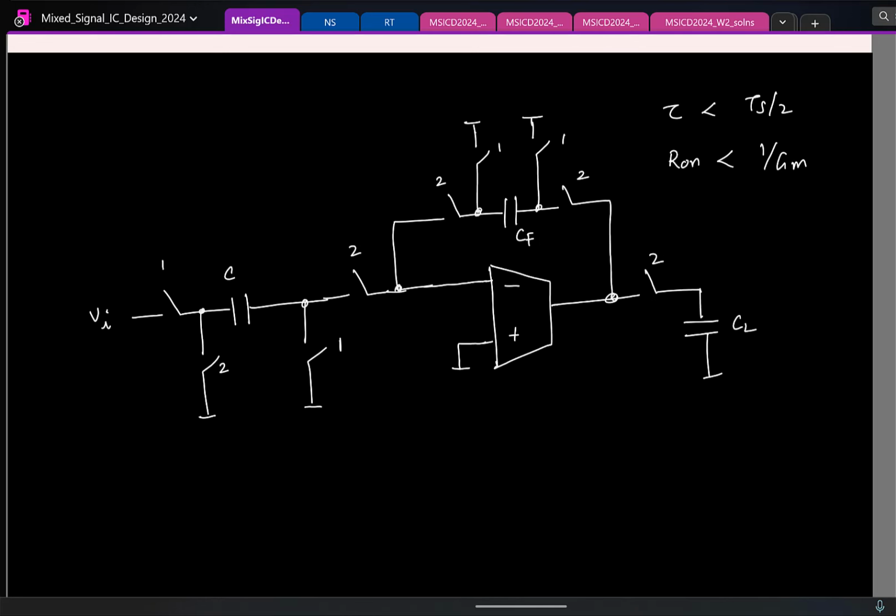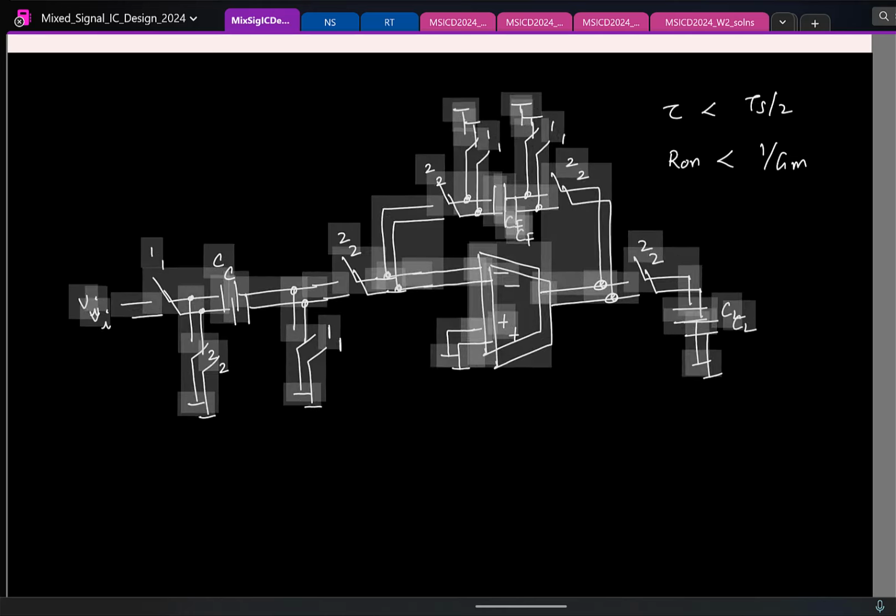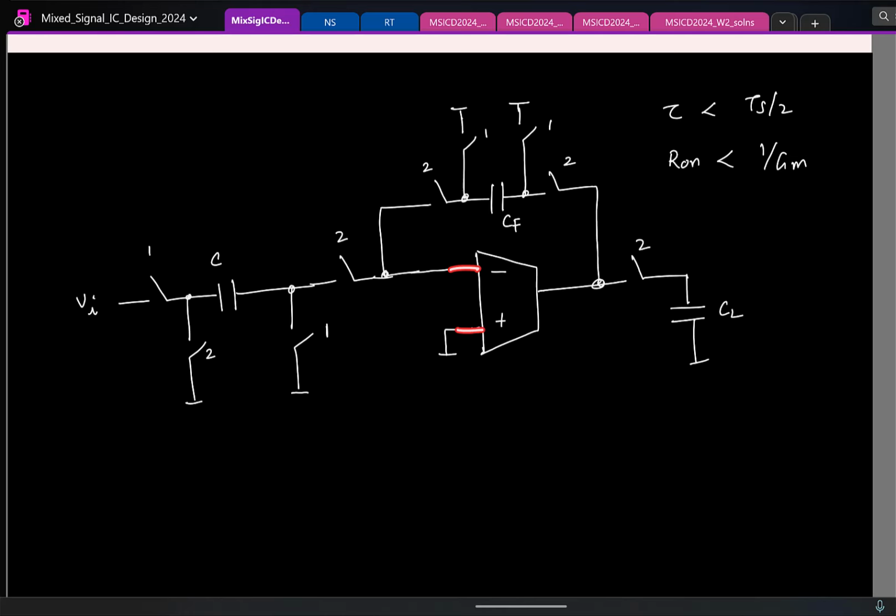Now, one fine point in this. Remember that when I'm showing this inverting, non-inverting terminals, finally it will all be connected to a gate of a transistor like this. So here I've told that I'm connecting this to ground. If I connect it to ground, do you think this will be functional? No. So what should I connect this to actually? I mean, remember when I'm drawing it as ground, it is not the hard ground, it is small signal ground.